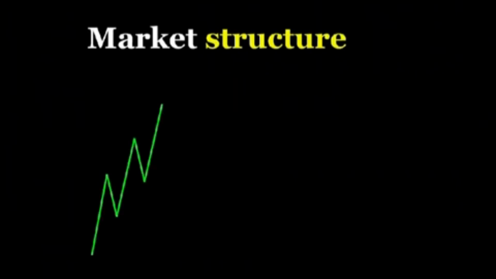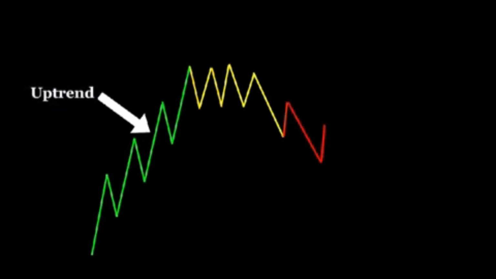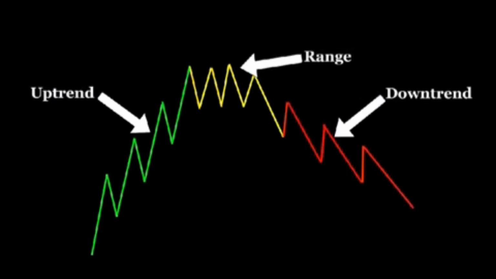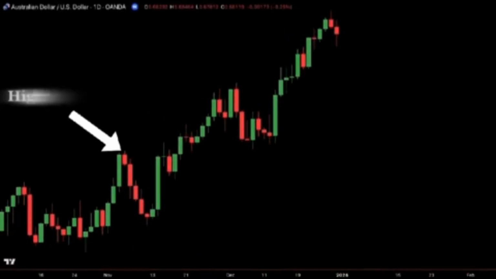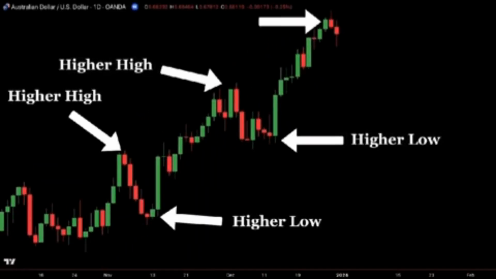An uptrend occurs when the market is making higher highs and higher lows over time. This means buyers are in control, consistently pushing prices up. The movement in an uptrend isn't a straight line. Price moves in waves, creating a stair-step pattern. Each time price moves up, it eventually pulls back slightly before continuing higher.